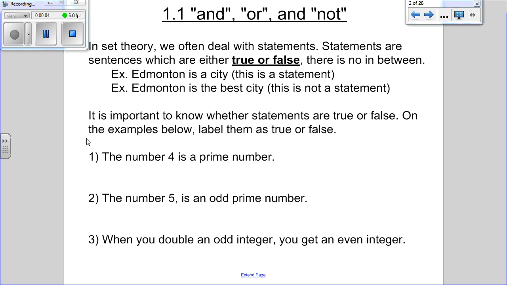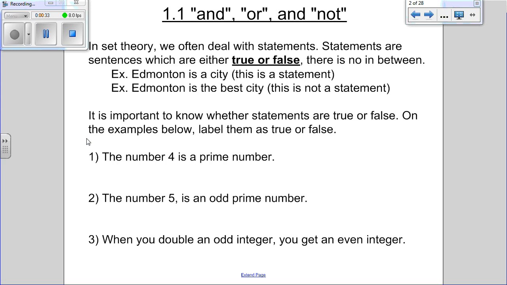Before we get into actual set theory, which is a lot of symbols and a lot of drawings, we need to have a good understanding of the vocabulary that we're going to use. The first vocab we're going to talk about is whether things are true or false, like statements. You'll notice there are two example statements here. It says Edmonton is a city. That is a statement because it's a true fact. You can't agree or disagree with that. It's a fact.